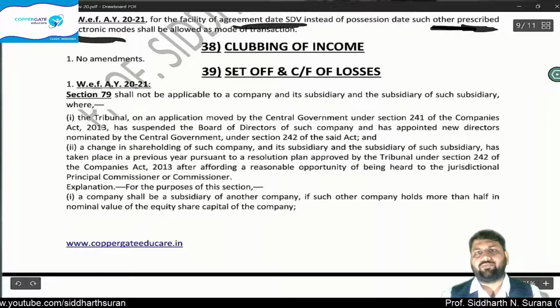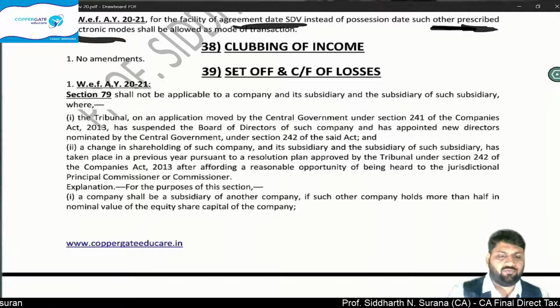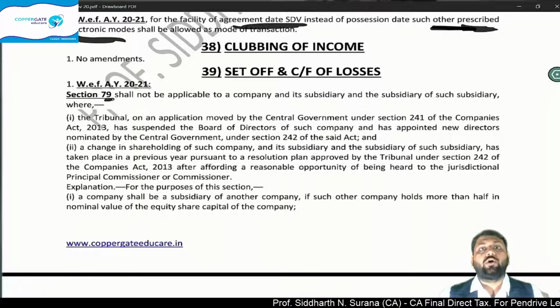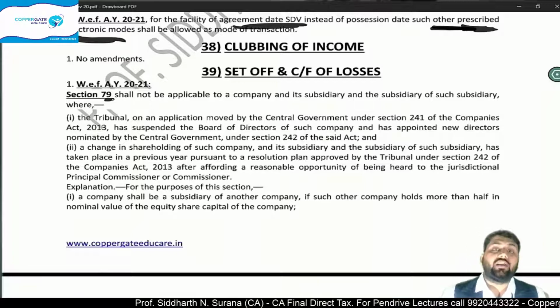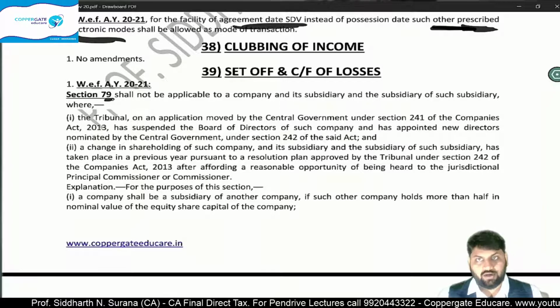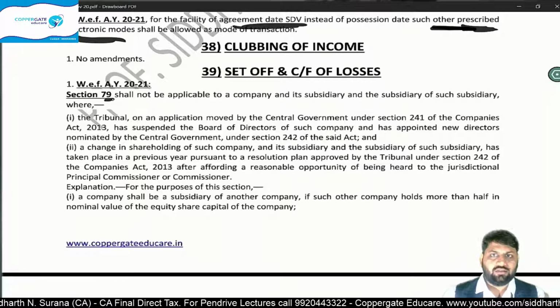No amendment has taken place in your chapter clubbing of income. The next amendment has taken place in your chapter set off and carry forward of losses. Section 79, which is applicable to private companies, says that if you have any brought forward loss, then the shareholders on the last date of the year of loss should be continuing as shareholders on the last day of the current year, for which we are notifying some exception.